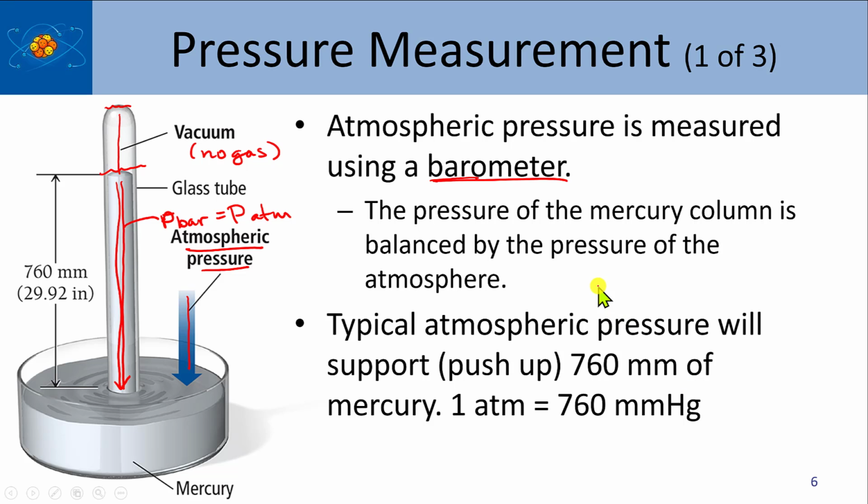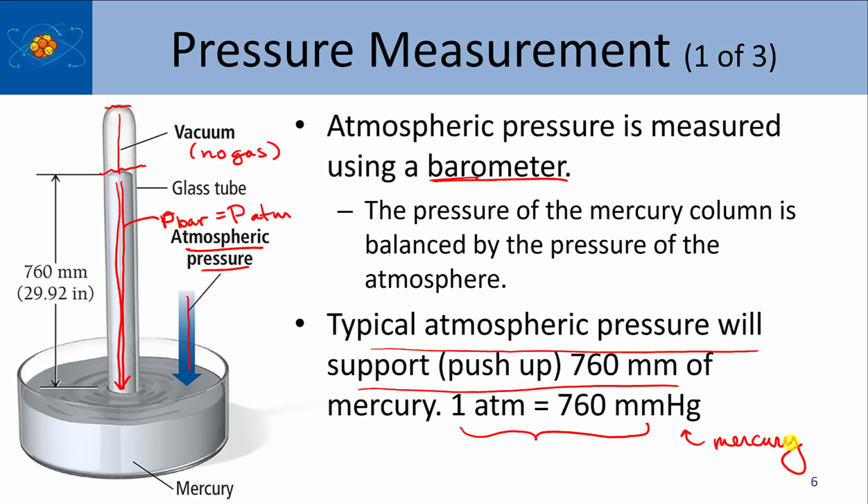So typically atmospheric pressure will support, or push up, 760 millimeters of mercury. So this is where we get the term 1 atmosphere equals 760 millimeters of mercury.